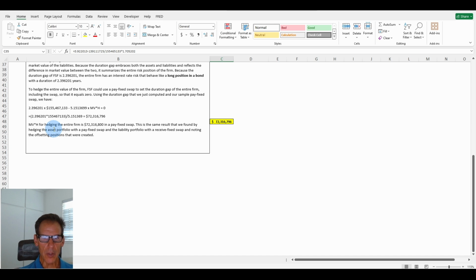This is the same result that we found by hedging the asset portfolio with a pay fixed swap and the liability portfolio with the received fixed swap, and the offset position that was created.